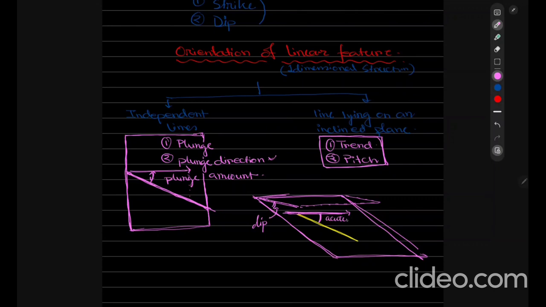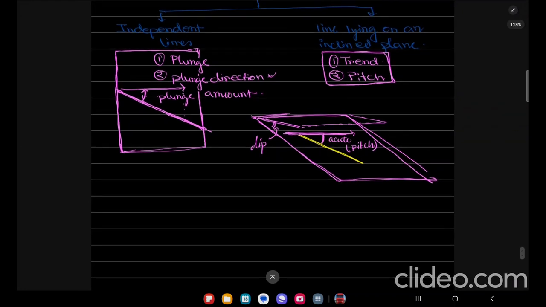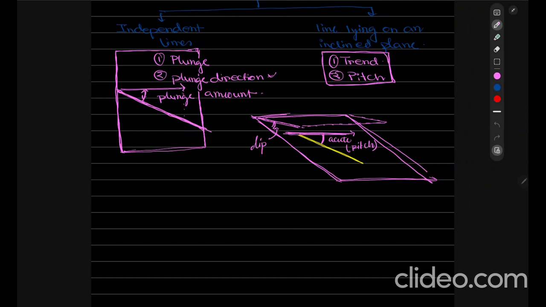The acute angle is called the pitch. And the trend is the orientation of this plane. Like if this is my line, I am going to calculate the orientation of this line. So if I construct a plane that containing this line, the direction with respect to the geographical north, that is called the trend. So trend is the direction.